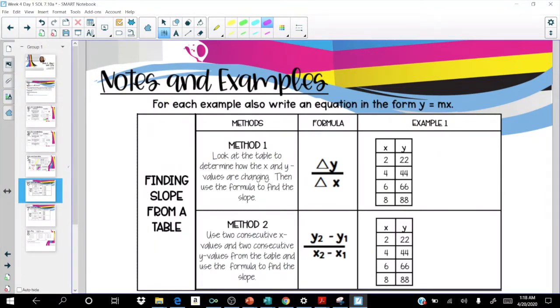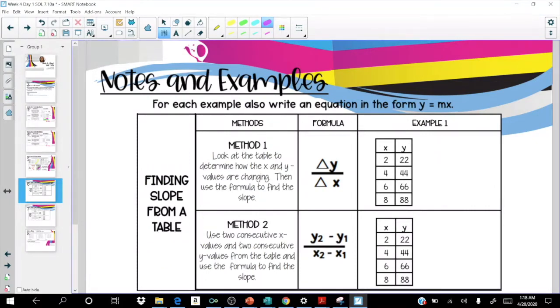So let's practice determining the slope and also writing an equation in the form y equals mx. Okay, so again, there are two methods you can use to find the slope. Number one, use the formula delta y over delta x, which is change in y over change in x. So look at the table to determine how the x and y values are changing, then use the formula to find the slope. So let's do that.